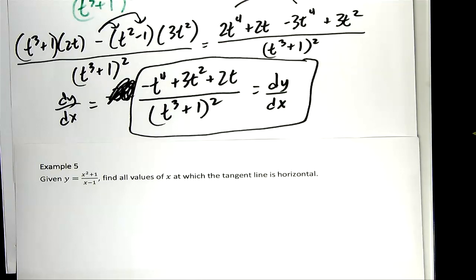Be patient with yourself with the quotient rule. Be patient on the product rule. The product rule is a little bit easier than the quotient rule. The quotient rule is all about memorizing the formula. With the product rule you can just rewrite them a bunch of times and then take the derivative of them one at a time.